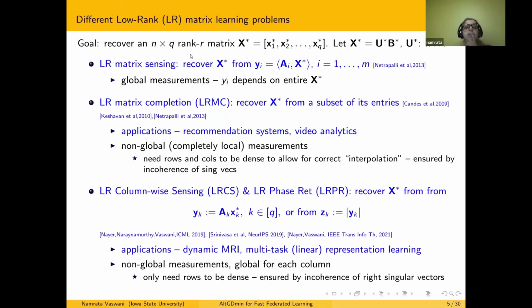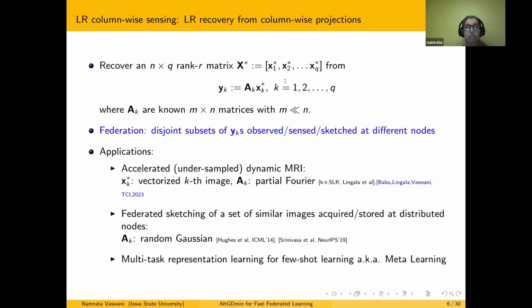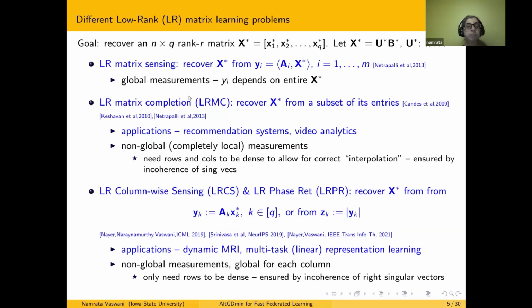Here in low rank matrix recovery, the goal is to recover an n cross q rank R matrix X star with columns X star 1 to X star q. There's the matrix sensing problem, which is linear projections of the entire matrix X star. I think this problem was created just to write papers. There are not too many practical applications of this problem.